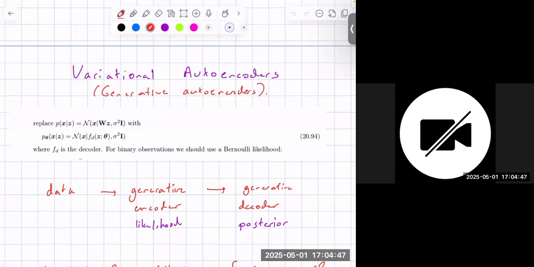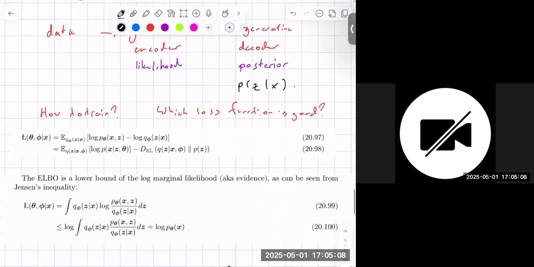Then afterwards, you want to also do the posterior, right? So what is the posterior? If I saw the data X, what was the probability of that Z given by my encoder happening? That's the posterior. That's ideally what I would like to do, but I have no idea how to do that.